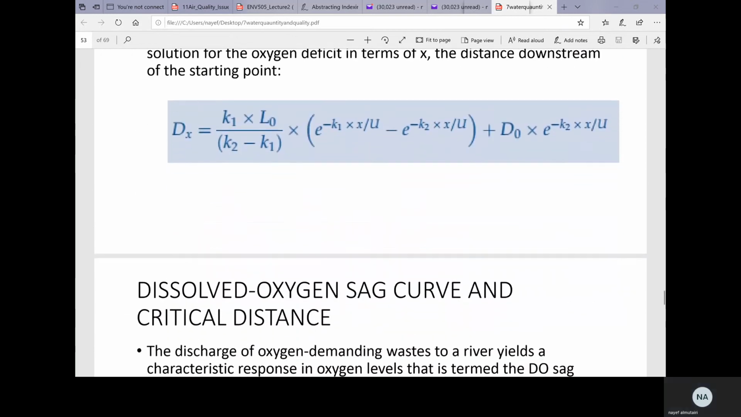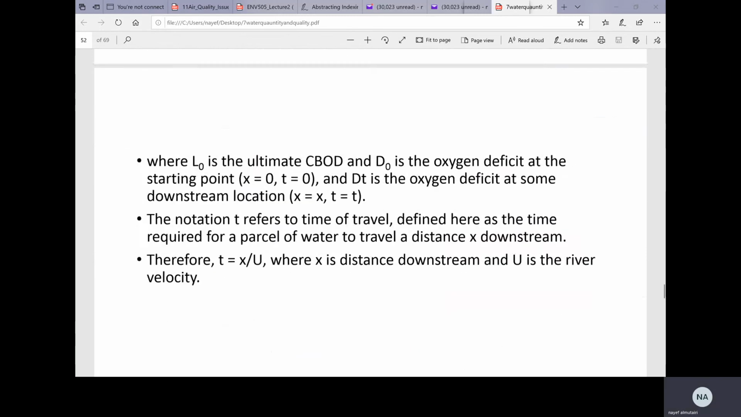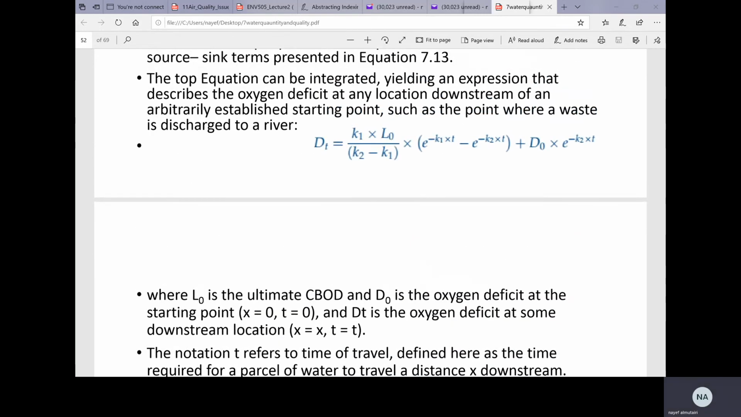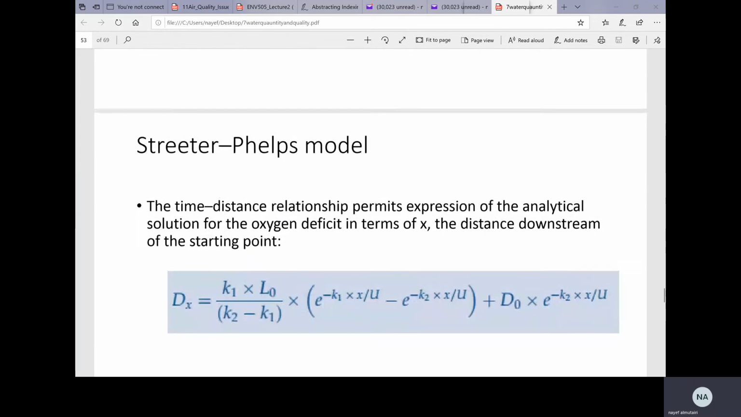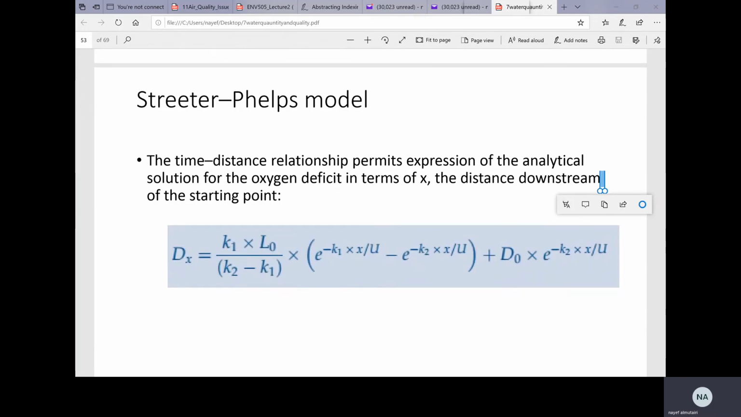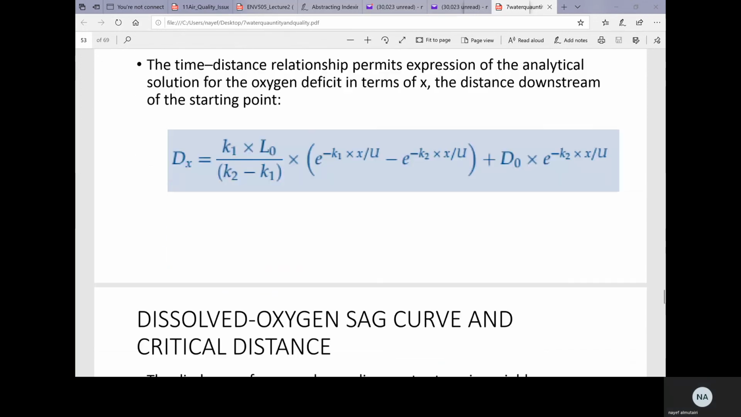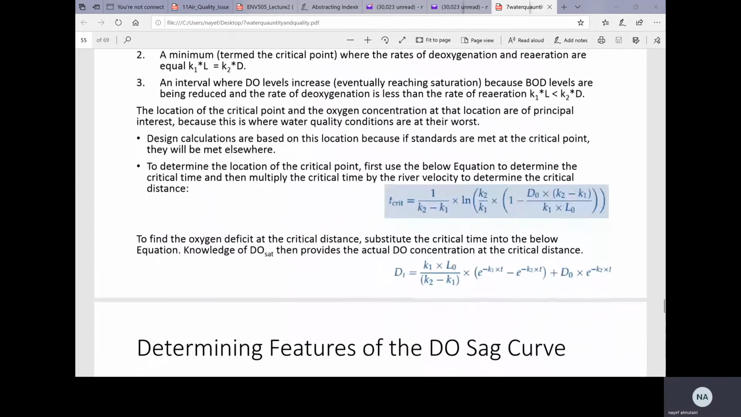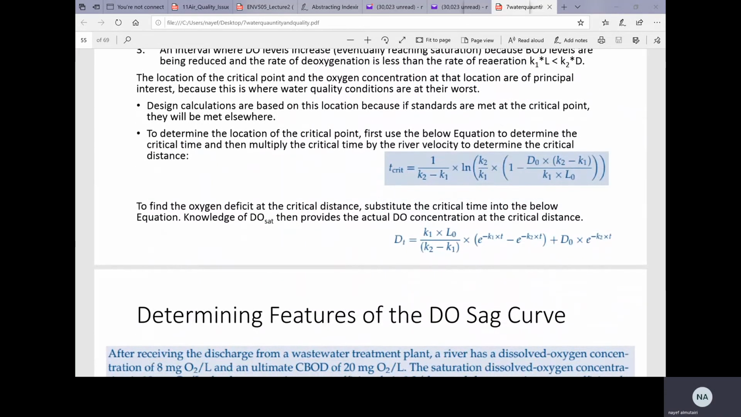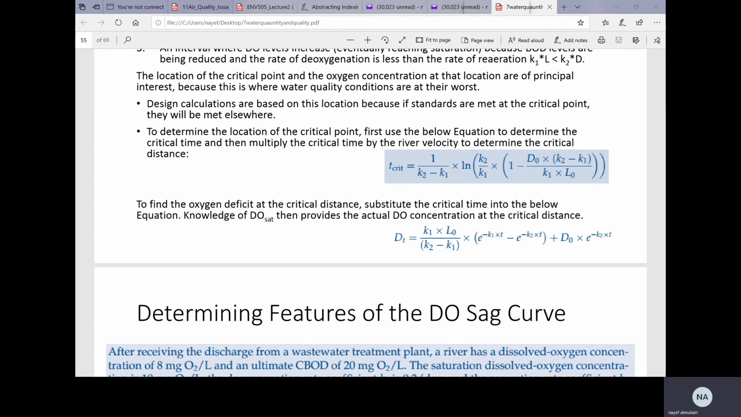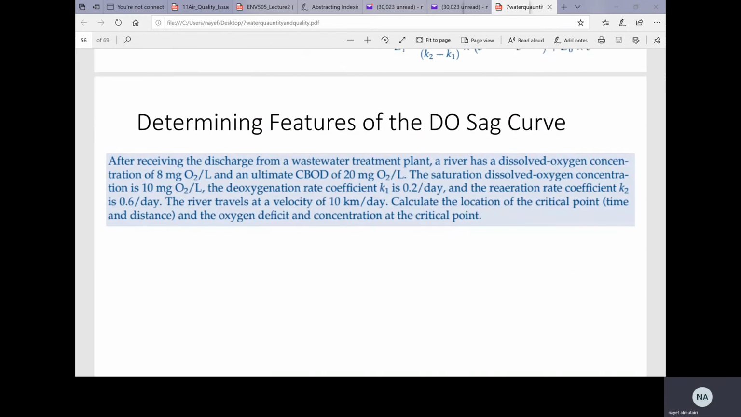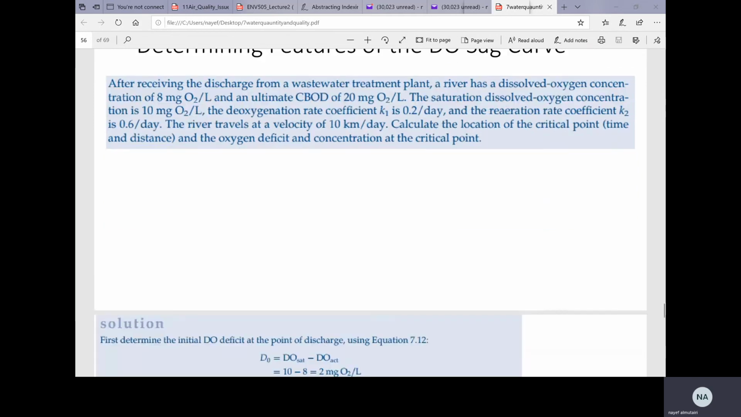This is the same, but this is now at any distance. This is D at any time. Of course, if you put distance, you have to change the time to distance over velocity. Now, you don't have to do the derivation. This equation will be given to you. T critical, the time to reach critical, is this equation. This is a very important example. Read this example and see if there are any problems. This is important.